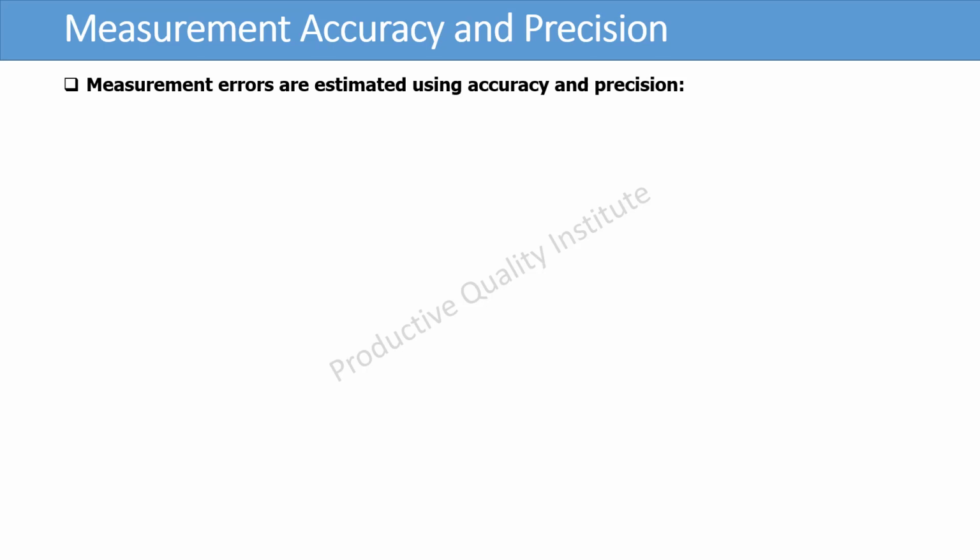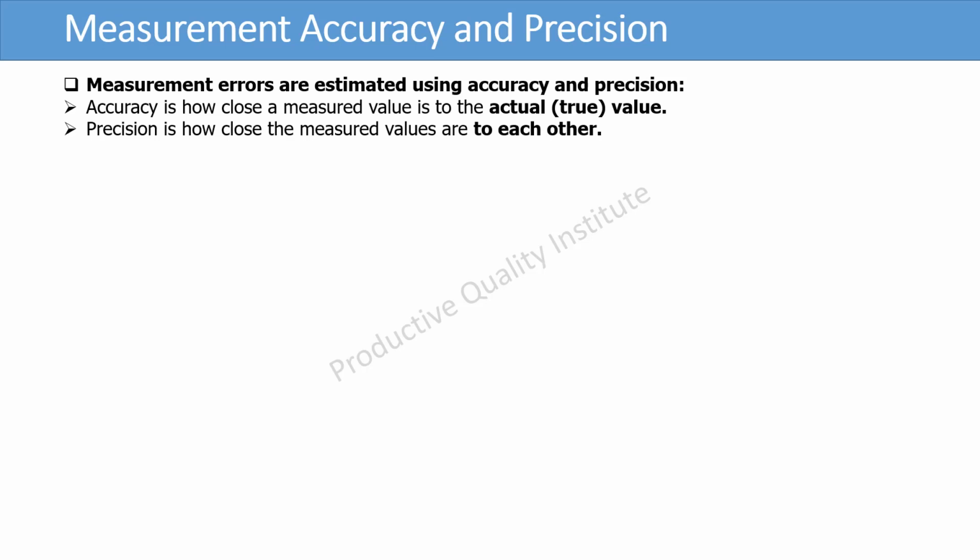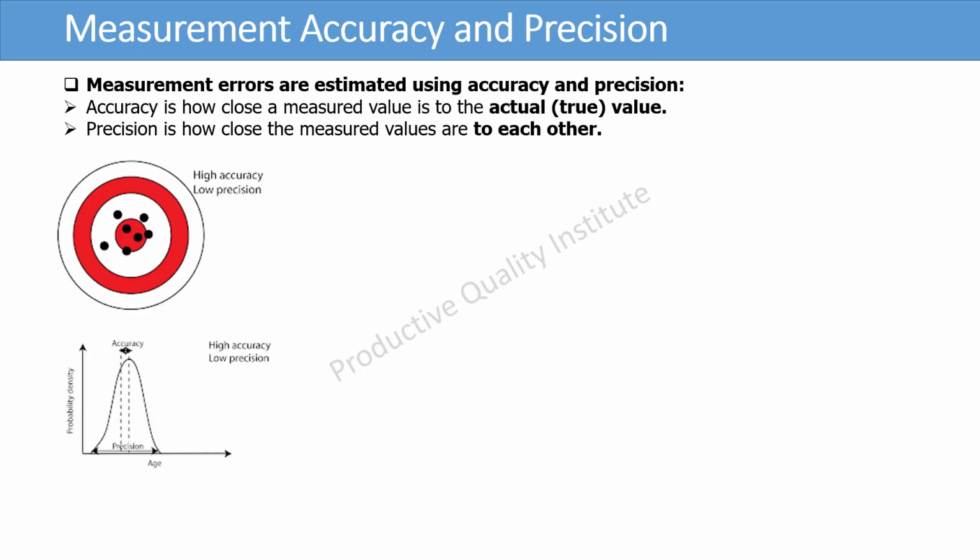Measurement errors are estimated using accuracy and precision. Measurements need to be precise and accurate. Accuracy and precision are different, independent properties. Accuracy is how close a measured value is to the actual, true, value. Precision is how close the measured values are to each other.